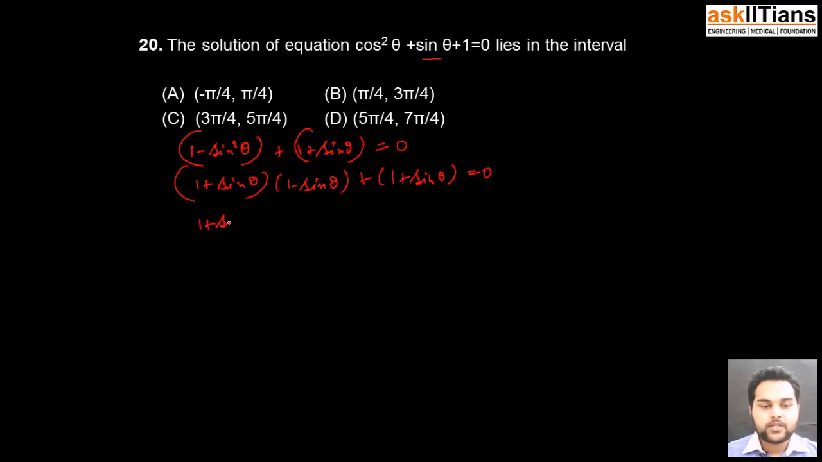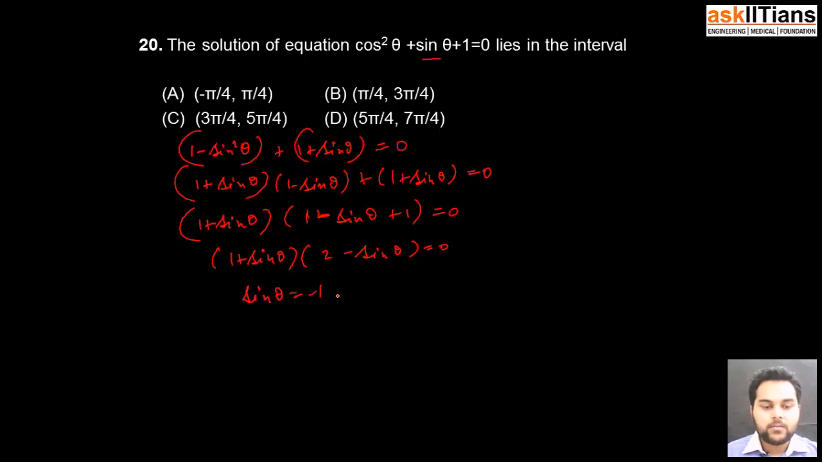That gives me, I'll take 1 plus sin theta common and left with 1 minus sin theta plus 1 is equal to 0, or 1 plus sin theta into 2 minus sin theta is equal to 0. That gives me sin theta as minus 1 or as 2. So 2 can be ruled out as sin theta lies only between minus 1 and 1. The only viable option is sin theta is equal to minus 1. Solving for it, I get theta is equal to 3 pi by 2.